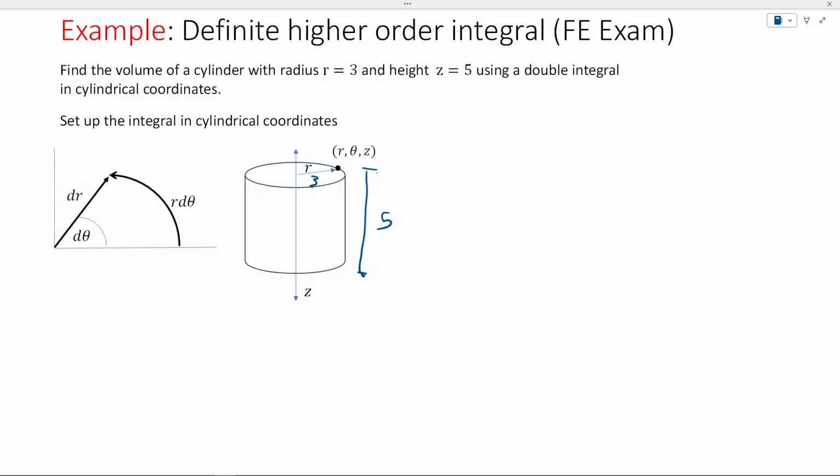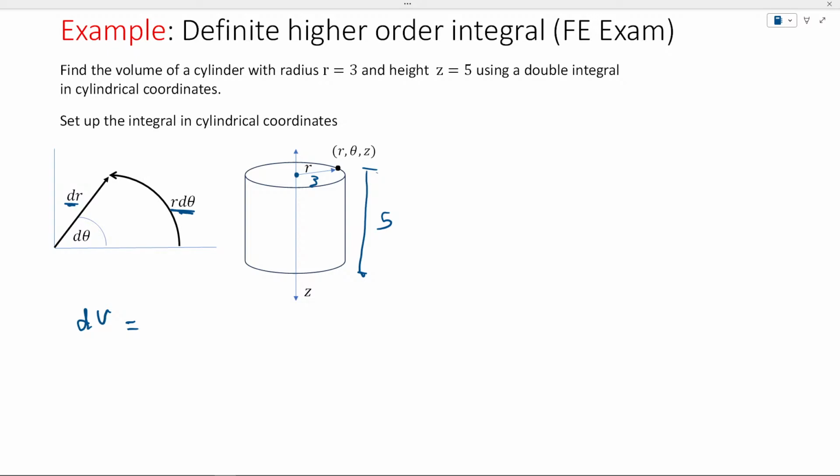Here I have my dr, that's the r, which goes from 0 all the way to 3. I have my d theta, which goes from 0 to 360, or 2 pi. And this is my radius here, r d theta. So how can we get the volume, my dV? The volume would be equal to what? My dV here would be equal to what?